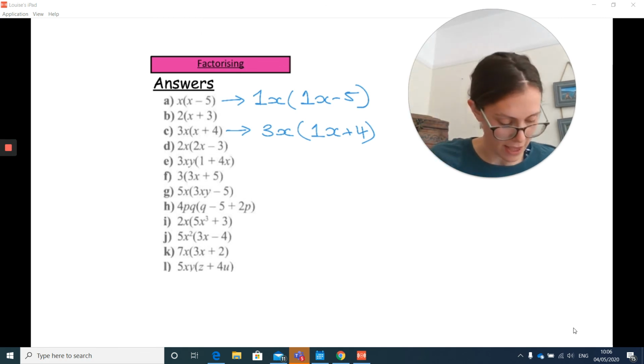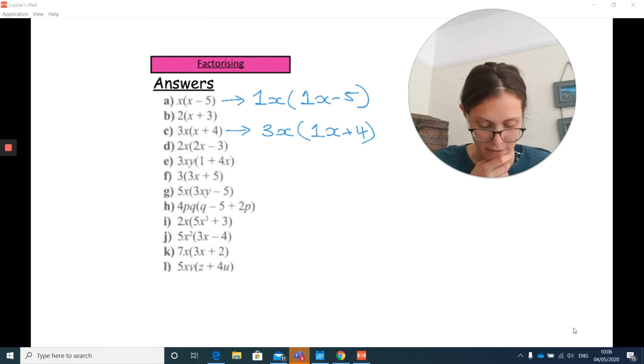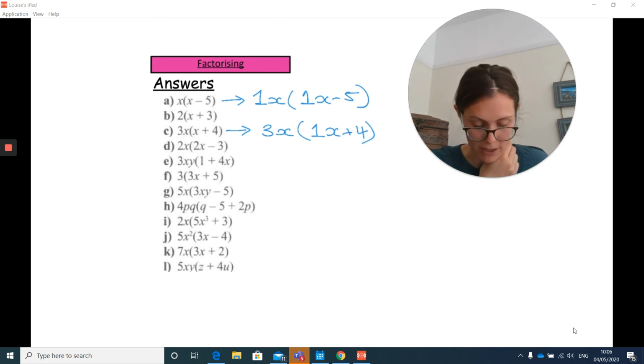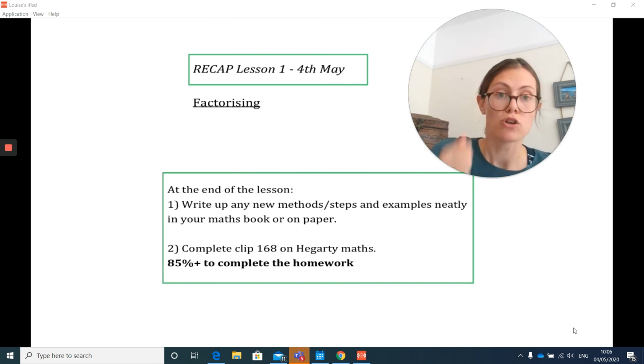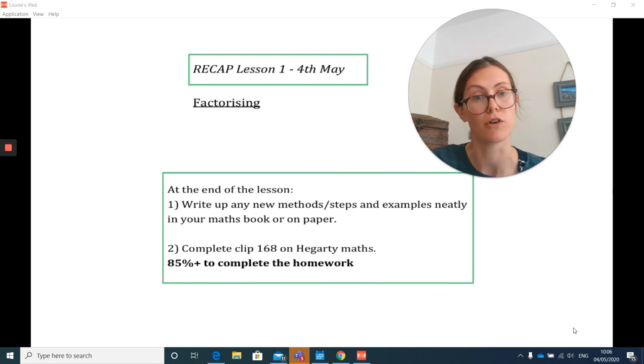And that's today's lesson. So that's a summary of simplifying using factorising and factorising with one bracket. So now go and have a go at that Hegarty clip 168. Make sure you do really well on that homework so that this topic is done, and we can move on tomorrow to factorising quadratics with double brackets.